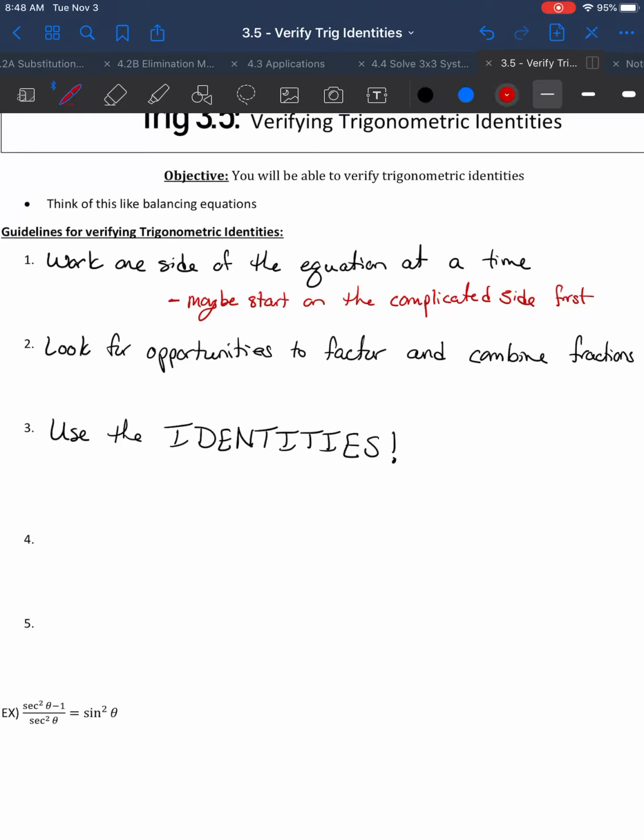Now, when I say use your identities, for instance, look at this example. The final answer is sine squared. So the identities I would want to use in manipulating this probably need to have sine in them somewhere, because that's where we need to end up.